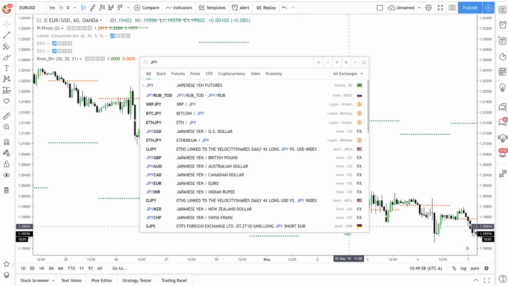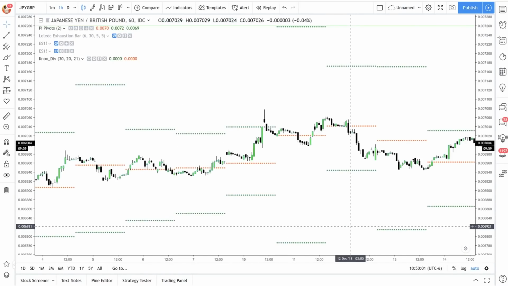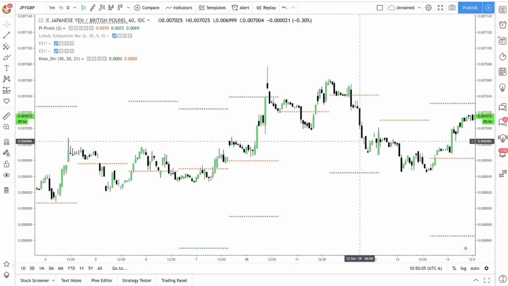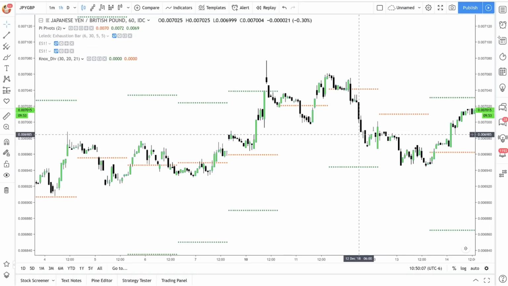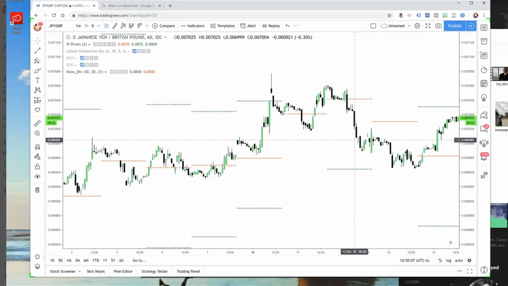Let's do a JPY British pound. Let's do that, because this is the inverse of the British pound Japanese yen, and it's fine. It works in both ways. So in this example here, this is such an awesome example. I'm really glad that we found this one.